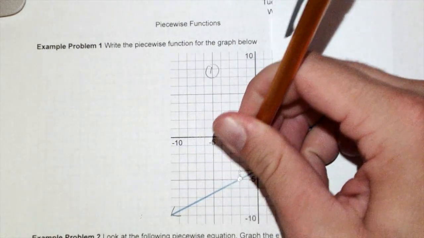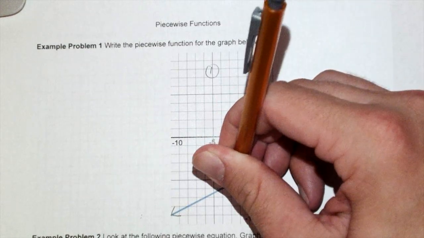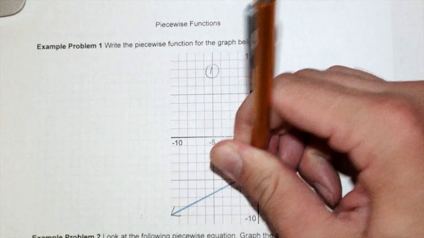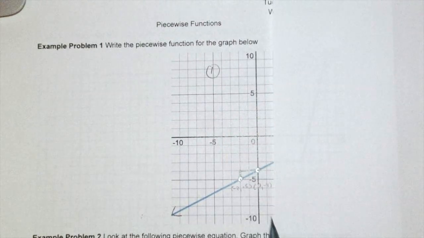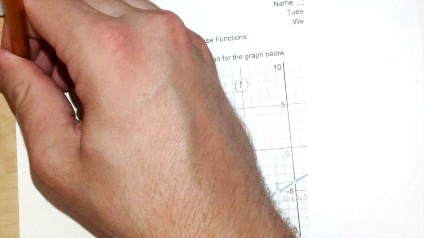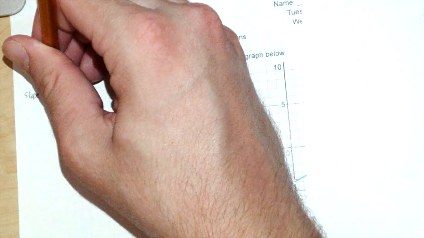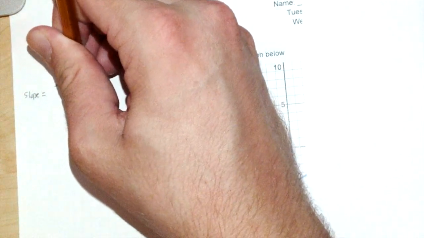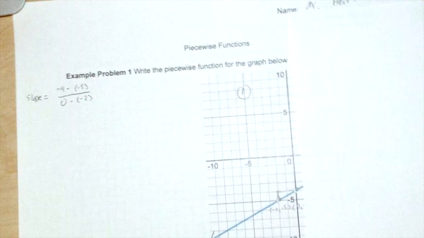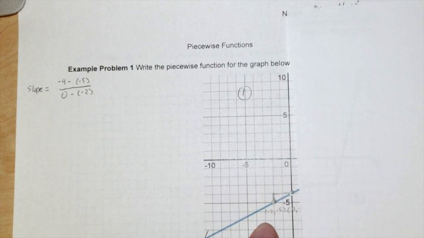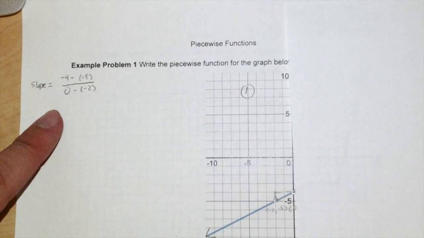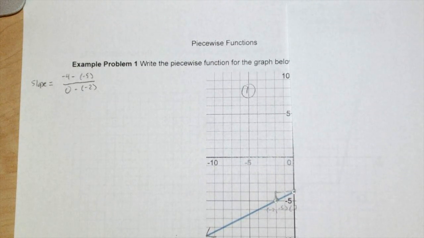So we could say that this first point is (-2, -5). The second point is (0, -4). And we're going to find the slope: y2 minus y1. And hopefully everyone's on the same page as me. So all I'm doing right now is I'm going to try to find this part of my line, and what would that equation be? Okay, so I'm going to find the slope, and then I'm going to find the y-intercept, so we can put it in y = mx + b form.